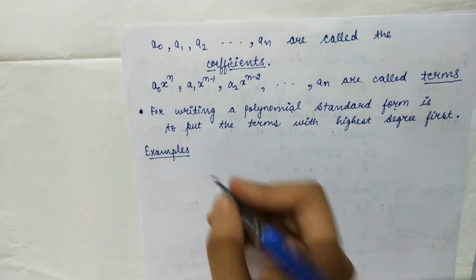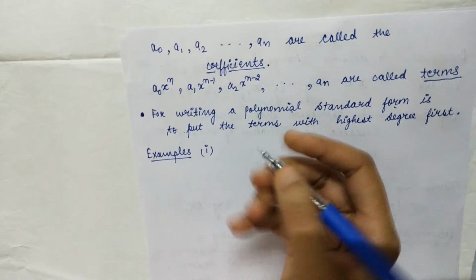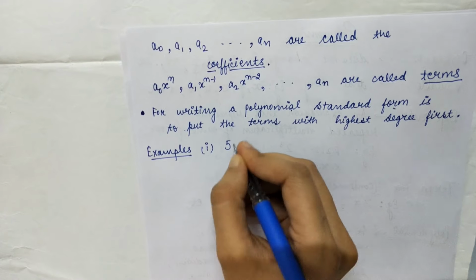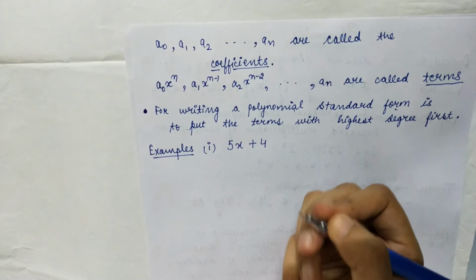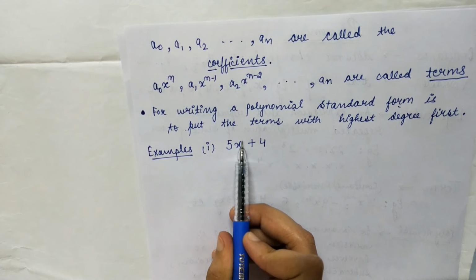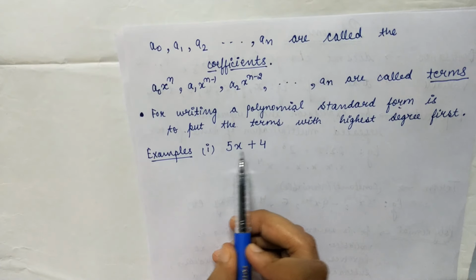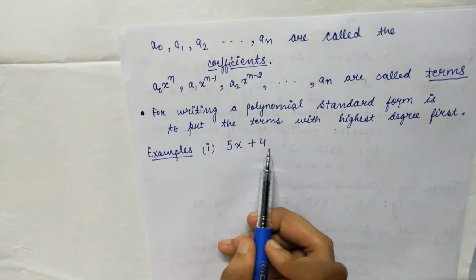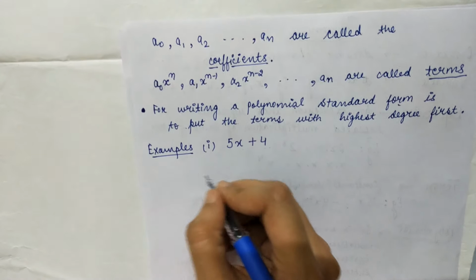Okay, I'll give you some examples. We take 5x plus 4. This is a polynomial. It has exponent 1, variable x, and constants 5 and 4. This is a polynomial.